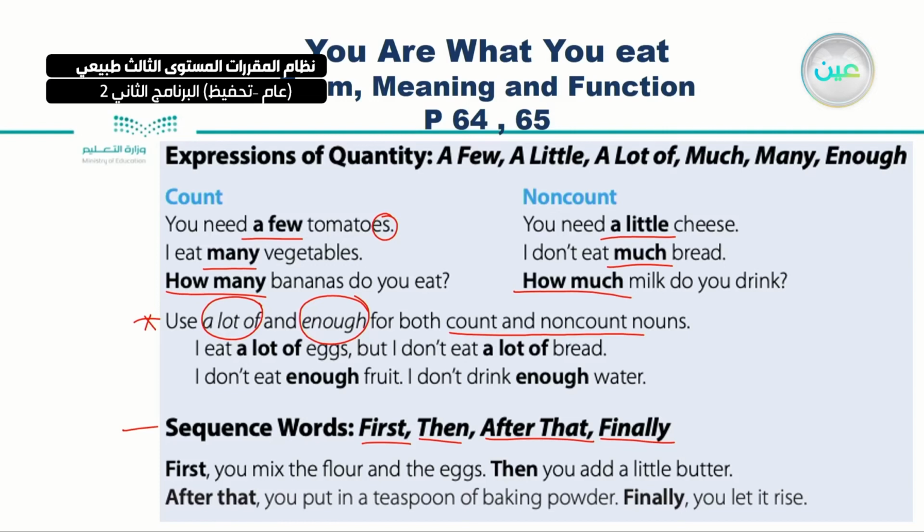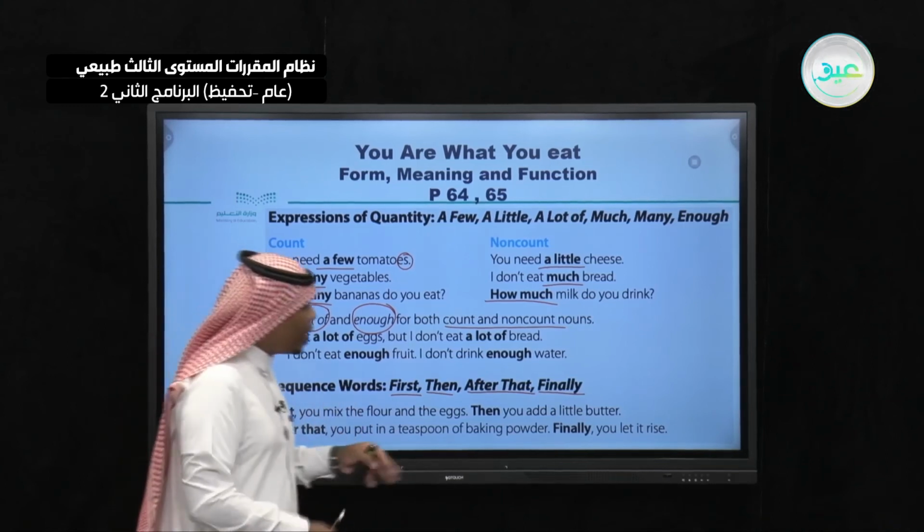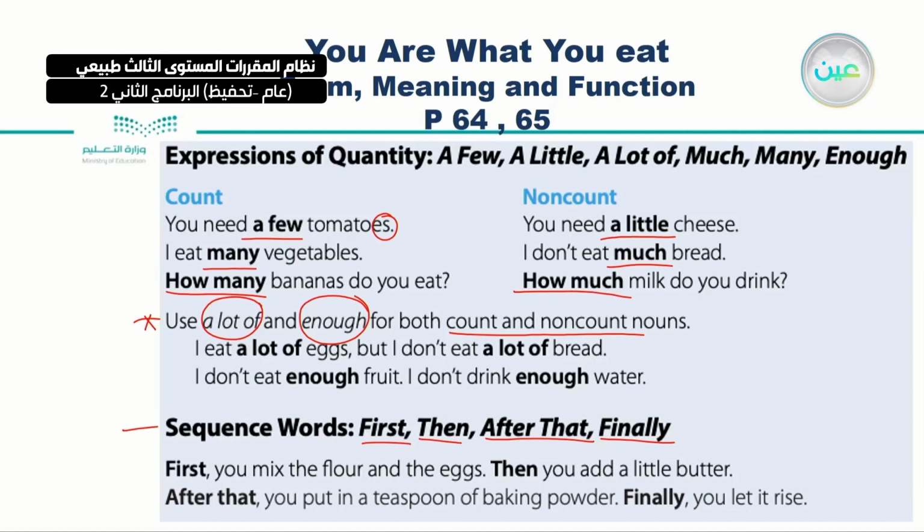First, you mix the flour and the eggs. First, you mix. Then, what happened after I mixed them? Then, you add a little butter. After that, you put in a teaspoon of baking powder. Finally, what will happen? Finally, you will let it rise. So here I used a sequence. First, then, after that, and of course, finally. Very good.